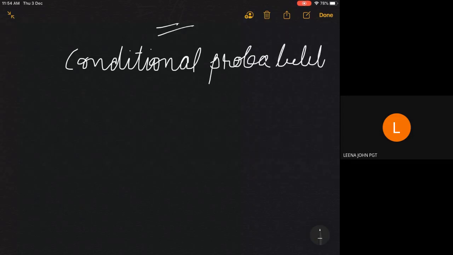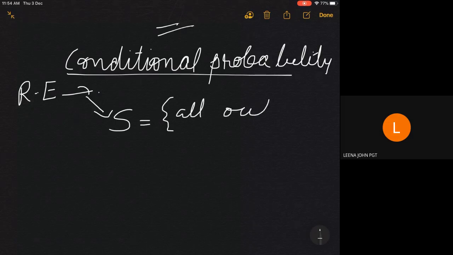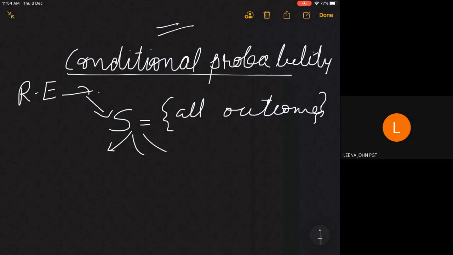Conditional probability. Suppose we have a random experiment. Associated with every random experiment, there comes a sample space. It is nothing but the set of all outcomes. And for any sample space, you can create many subsets of the sample space. All these subsets are known as events.